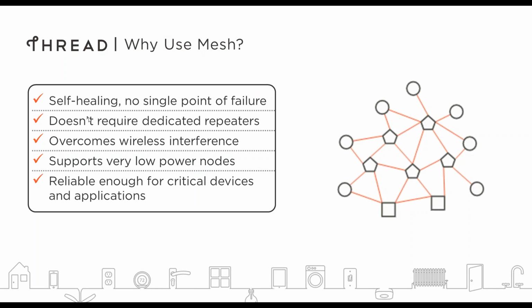So why did we choose a mesh architecture for Thread? We chose a mesh architecture for Thread because it's self-healing with no single point of failure. It does not require extra dedicated network hardware such as repeaters. It naturally overcomes wireless interference. It supports low-power, sleepy nodes, and it's reliable enough for critical devices and applications in the connected home.